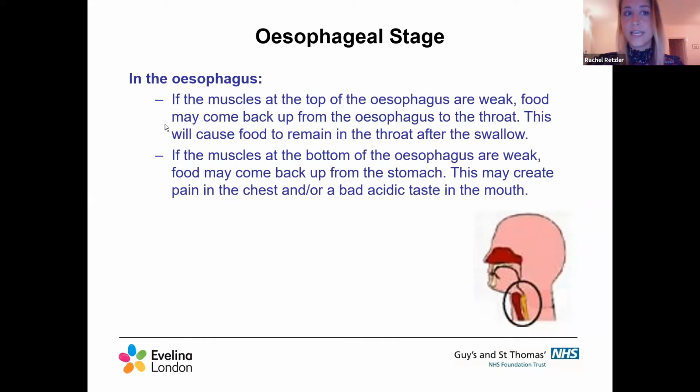During the esophageal stage, if the muscles at the top of the esophagus are weak, food may come back up from the esophagus to the throat, and this will cause them to remain in the throat after the swallow. If the muscles at the bottom of the esophagus are weak, food may come back up from the stomach, and this can create pain in the chest or a bad acidic taste in the mouth. And imagine for a child, this can impact their feeding greatly.